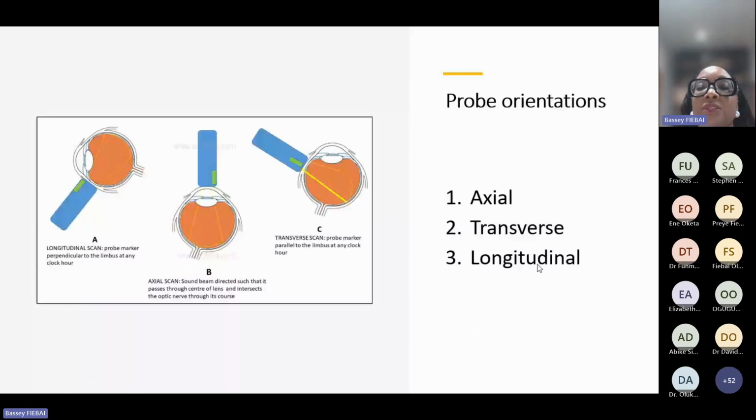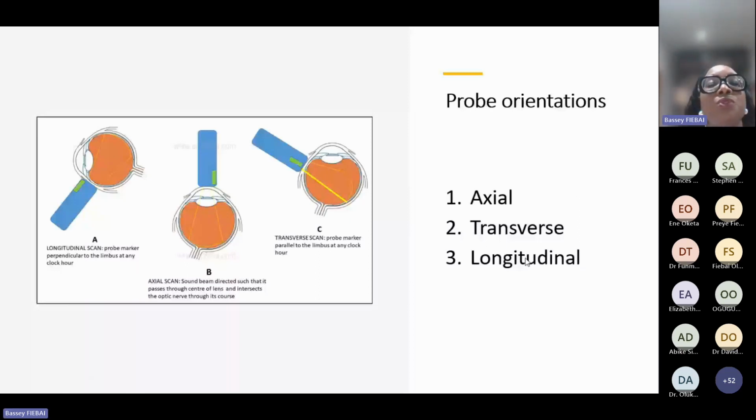So the axial scan, you can do it in both the horizontal and vertical positions. The transverse scan is scanning superior, inferior, nasal, and temporal quadrants, and it scans 6 clock hours at a time, while the longitudinal scan can only scan like 1 clock hour. So usually you use it when you want to study the anterior-posterior extent of a lesion, maybe a tumor or a mass.